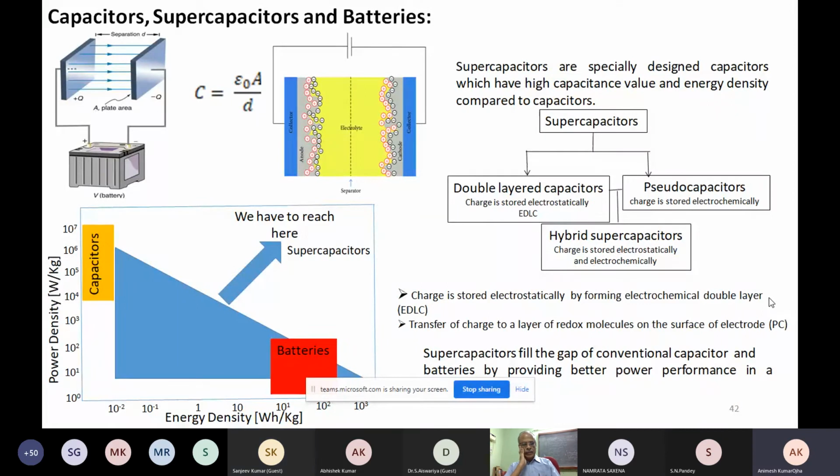Okay, so in most of the cases, people are using nickel foam. What you do is synthesize your electrode over the nickel foam.